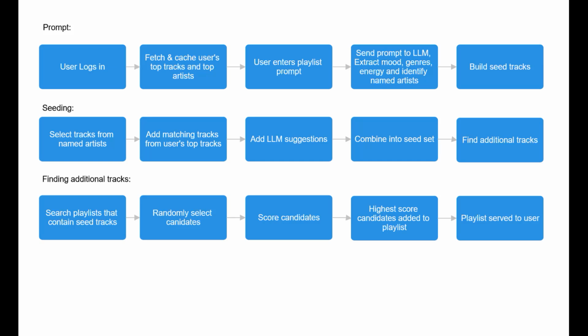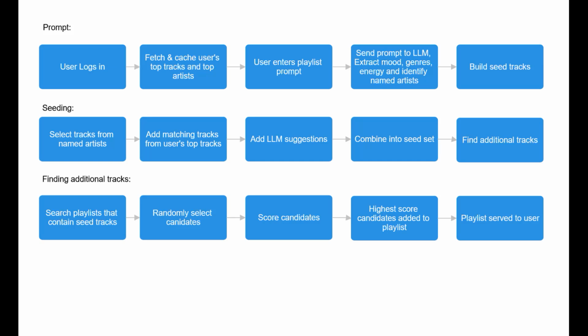From this, a list of seed tracks is created in various ways. First, if a specific artist is named, the algorithm chooses up to 5 songs from that artist, and then additional tracks are pulled from the user's top tracks if the genres match up. Finally, the LLM itself will recommend a few tracks that are put into the playlist.